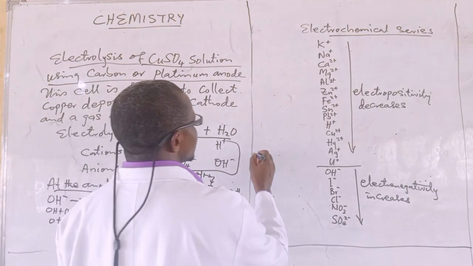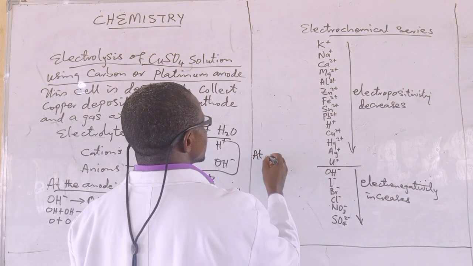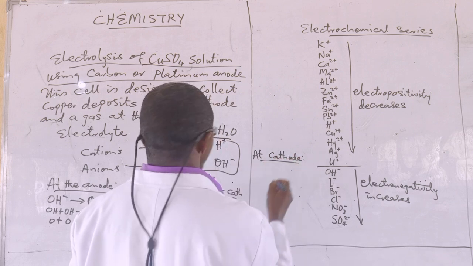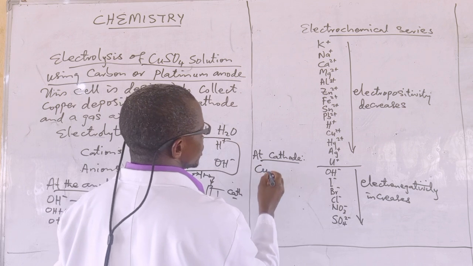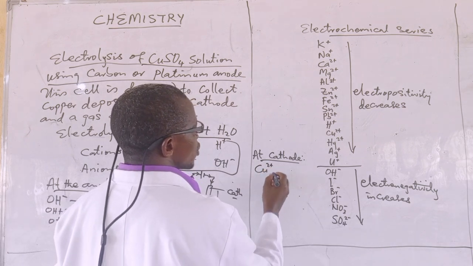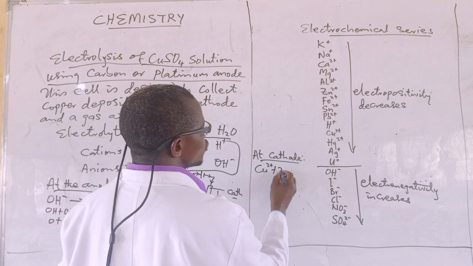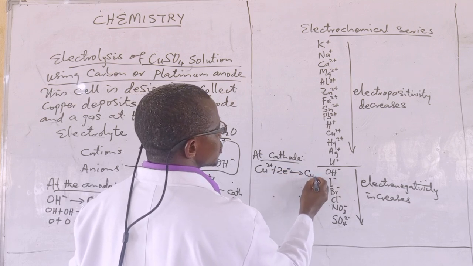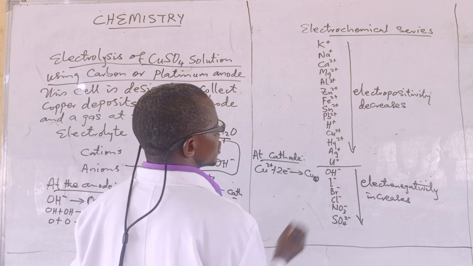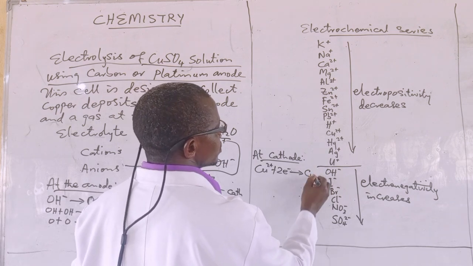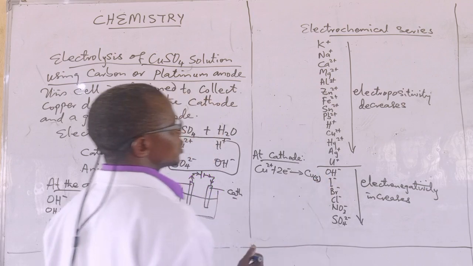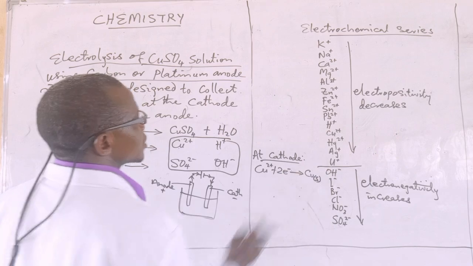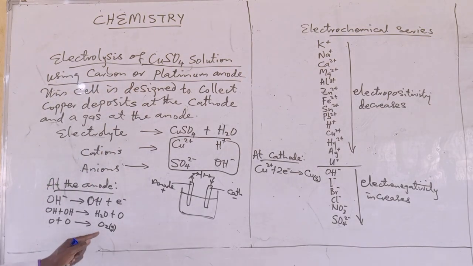So at the cathode, copper ion will go there, gain two electrons each to form copper solid. So this is what happens at the cathode, and this is what happens at the anode.